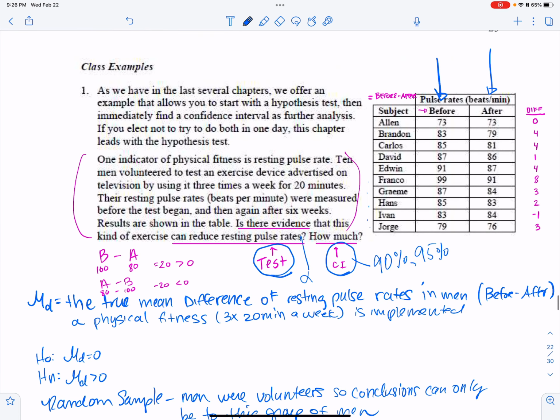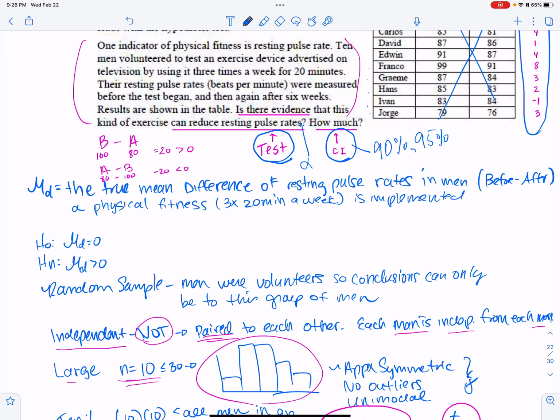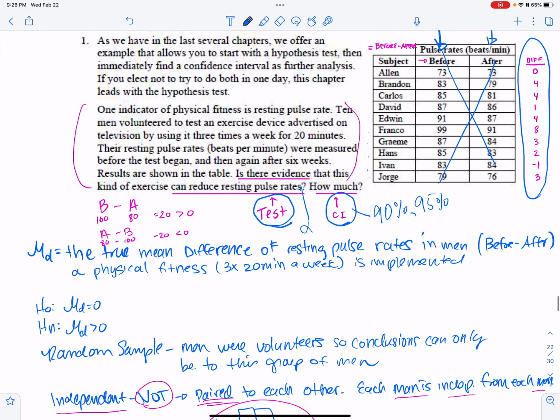The first step, what I did is I put all this in my calculator. I put before and after, and then I just found the difference. So you can put this in your calculator really fancy, but you don't need those. This is the list that I need. And so I have mu d is the true mean difference of resting pulse rates in men, before minus after, a physical fitness program of 3 times a week for 20 minutes a time is implemented.